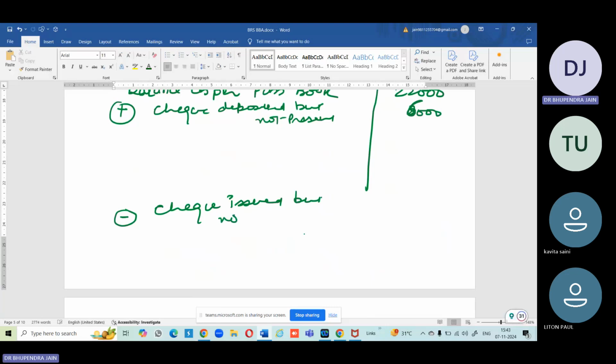Check issued but not presented. और कह सकते हैं present in the month of July. Present in the month of July, minus 16,000.